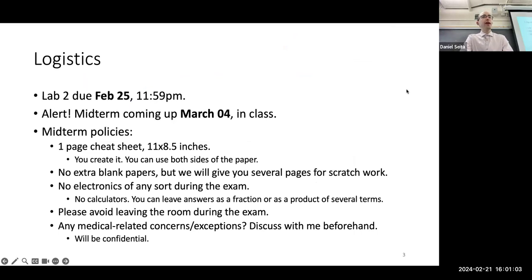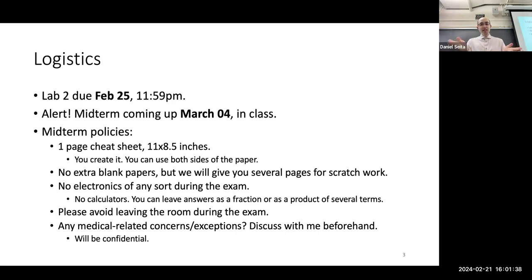Some logistical things. Lab 2 is coming up. It's due February 25th, so hopefully you have made some non-trivial progress on it. You could continue working on it after, but you also do have a midterm coming up. The midterm is March 4th. It's in class, so it'll be right here. According to enrollment, there should be enough room for everyone. It'll be a bit unusual, where I expect that you'll get more people here than right now, for example.